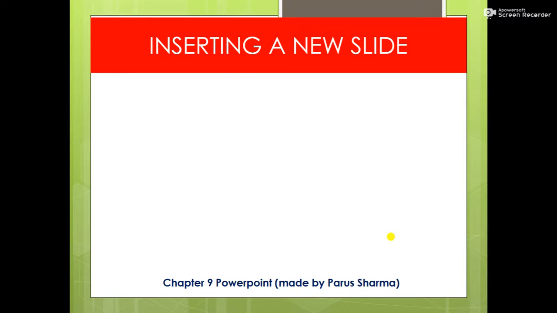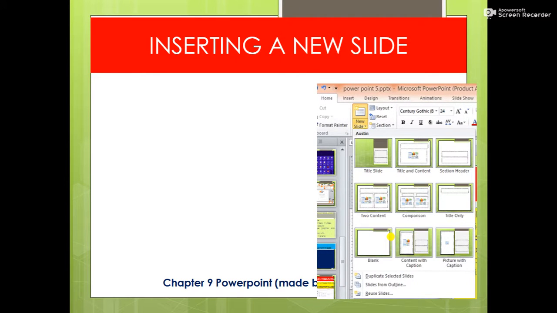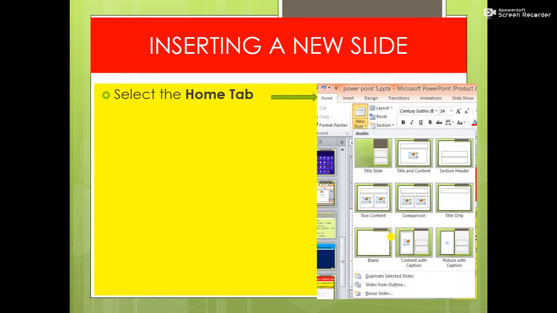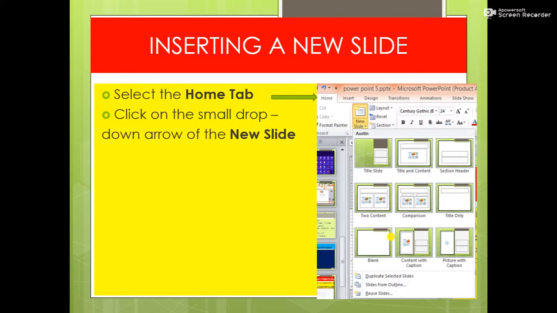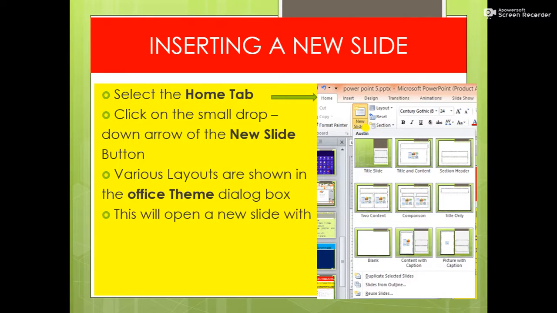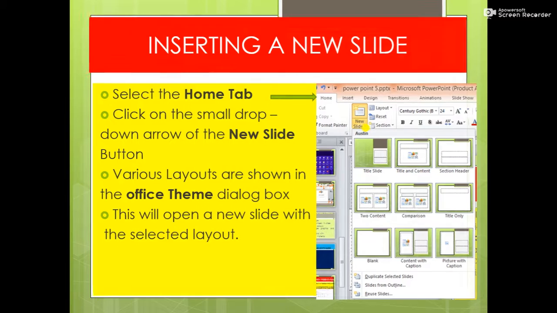Then inserting a new slide. How can you insert a new slide in your presentation? By clicking the new slide option given in the Home tab. Select the Home tab and click on the small drop down arrow of the slide. The arrow which is given here with the new slide name is called the drop down arrow. It is used to see more options of the slides that you want to insert in your presentation. Then various layouts are shown in the Office theme dialog box. This will open a new slide with the selected layout.